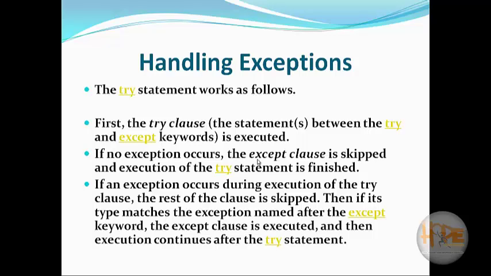If an exception occurs during the execution of the try clause, the rest of the clause is skipped. Then, if its type matches the exception named after the except keyword, the except clause is executed, and then execution continues after the try statement.